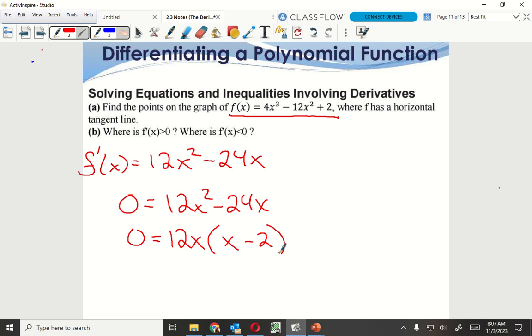Now, one of my favorite rules in math, zero product rule. Anything times 0 is 0. Since I have products, two things being multiplied together, the 12x times the quantity of x minus 2, if either one of those is 0, then the whole product is 0, right? So let's separate this. I'm going to say that 12x equals 0. Divide by 12, and I get x equals 0. Good.